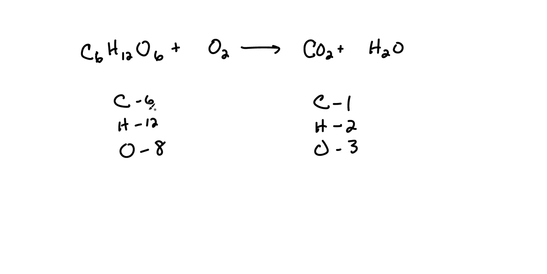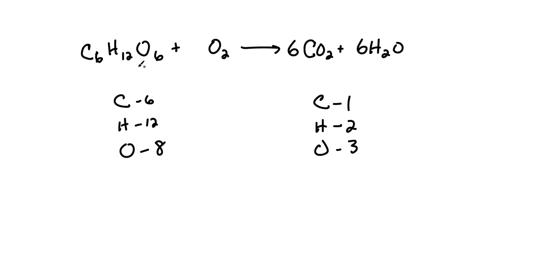So let's start with our carbons. We've got 6, we need 6 over here. Since there's only one molecule containing carbon, we're going to need 6 of those to balance that out. Okay, now let's go to our hydrogens. We've got 12, we have 2, so we need another 6 over here, or 6 times. So 6 times 2 is 12, we're going to have 6 in front of that. Now we've got 8 oxygens here and 3 here. That doesn't seem very well, but let's go back and take a look at the difference that we've got now.